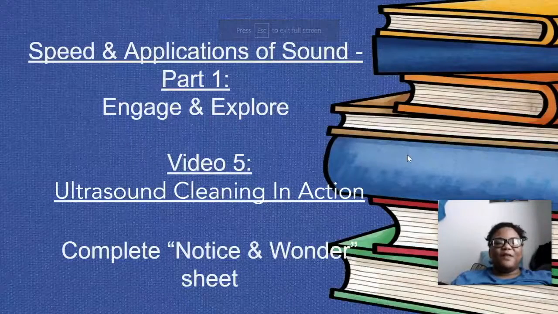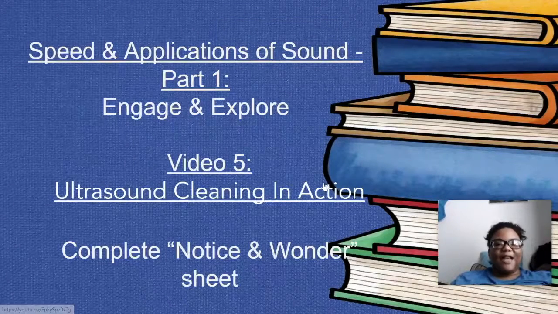Video number 5 is ultrasound cleaning in action.